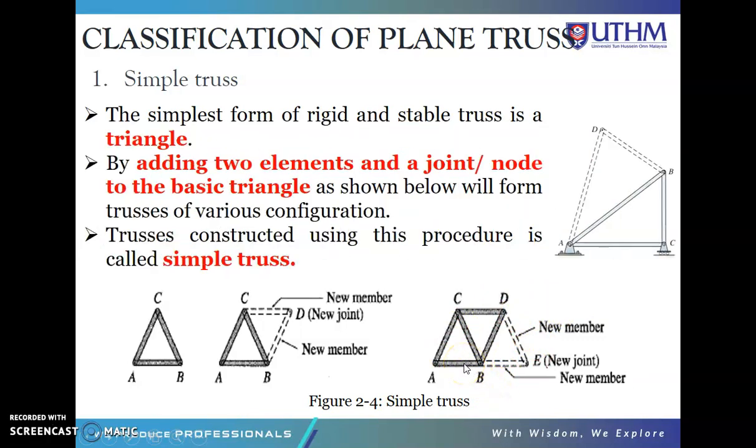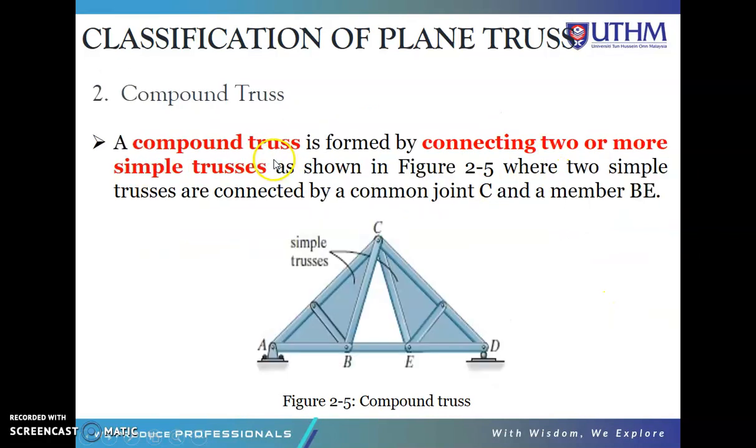Other than simple truss, this is also a simple truss. So we have this one, and we add a new member here, AD and BD, and also a joint here. So this will become a simple truss. Other than simple truss, we call it a compound truss. A compound truss is formed by connecting two or more simple trusses, as shown in this figure.